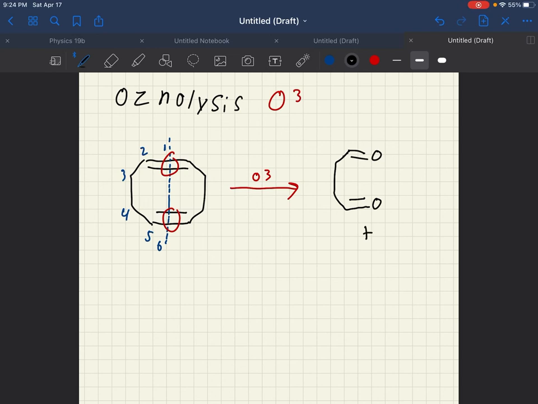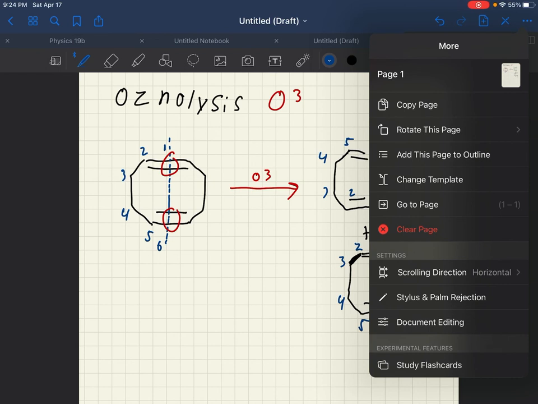So you're going to have a 1, and on the other side you're going to have the same thing though. I drew that bad. And then count again. So we have 1, 2, 3, 4, 5, 6. And then here we have 1, 2, 3, 4, 5, 6. Yep, so that's your correct answer for that one. And all you do is cut it down the middle and replace those double bonds with O's.